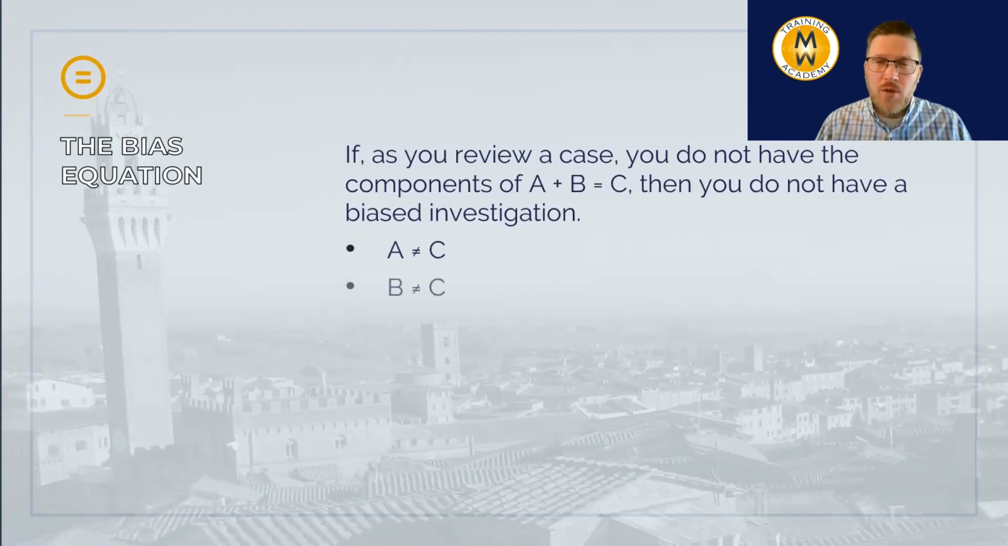So as you review a case, if you don't have A plus B equals C, then it's very simple. You don't have a biased investigation. Because A, just a predisposition, just a preconceived opinion, doesn't equal a biased investigation. That's the most common claim. They believe that A equals C, and they forget about the plus and they forget about the B. B, not impartially evaluating the fact, doesn't by itself equal a biased investigation.